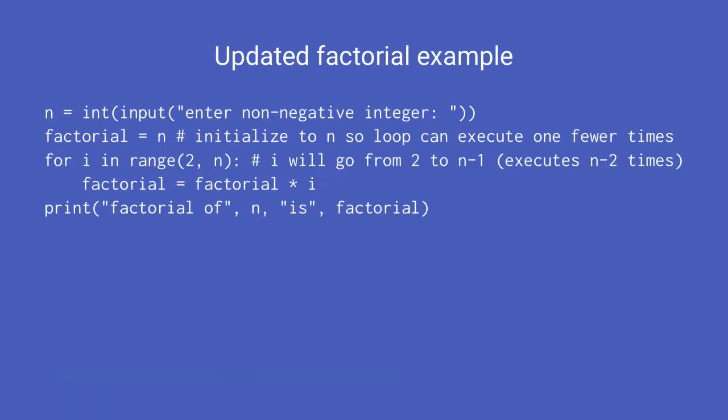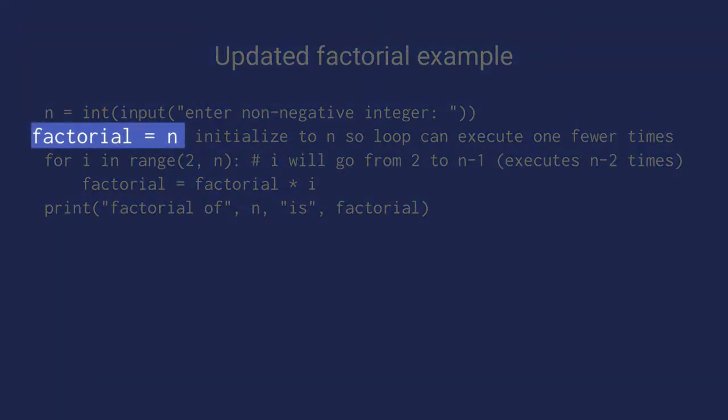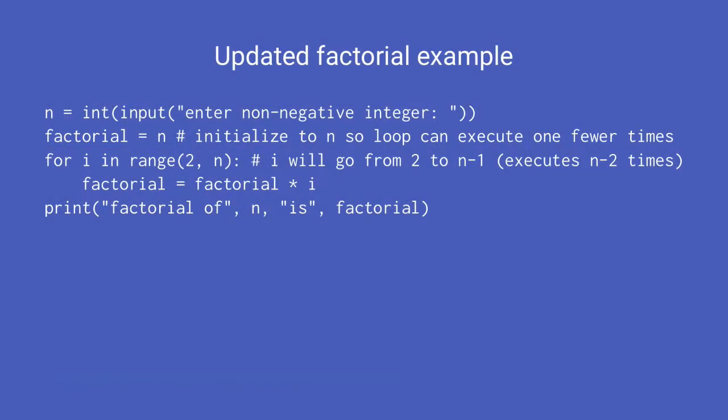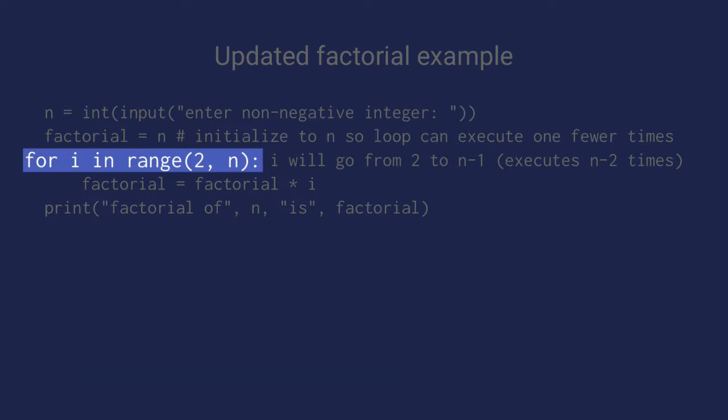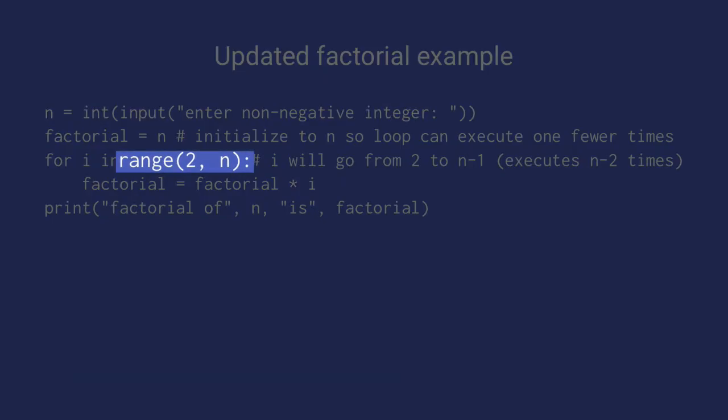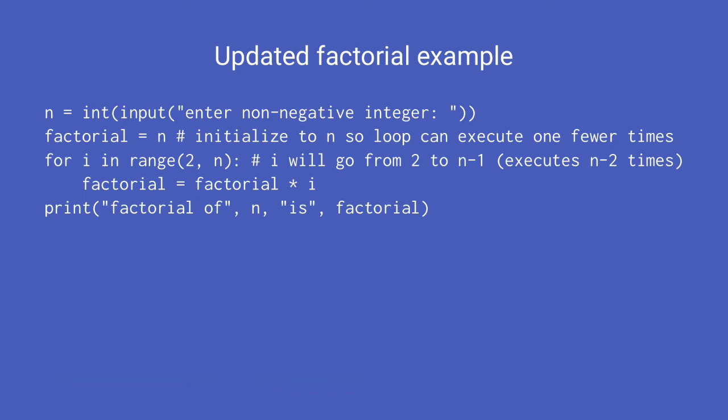Now we can use the 2-parameter version of the range function to simplify our factorial example. We also initialize factorial to n, so we don't need to multiply by n in the last loop iteration. This allows our loop to execute 1 fewer times than the original version did. We need to multiply n by the values from 2 to n minus 1, so we use range of 2, n to get those values. And then each time through the loop, we just need to multiply by i.